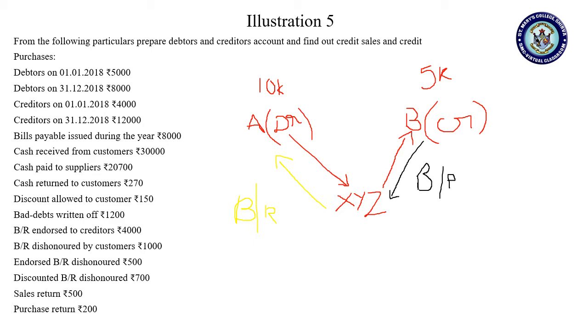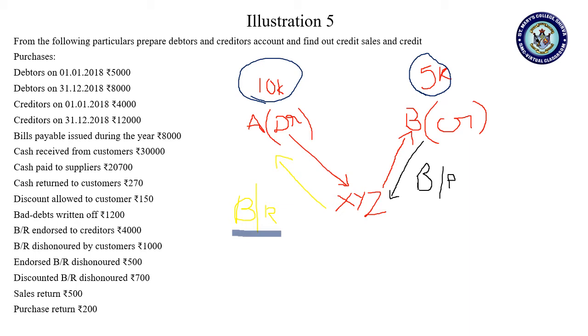Now here you just observe. You issued bills receivable, correct, stating that A has to pay 10,000. Creditor B will issue bills payable stating that the company has to pay 5,000. Now, what is the logic?